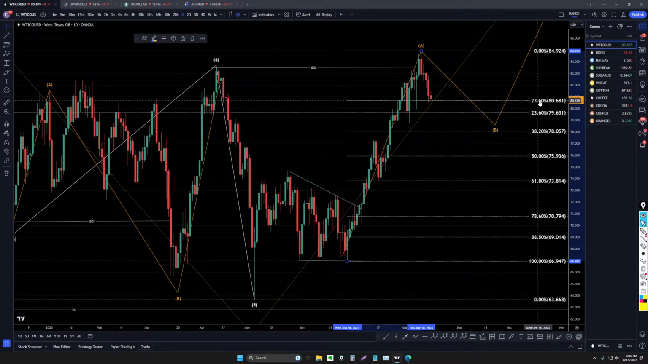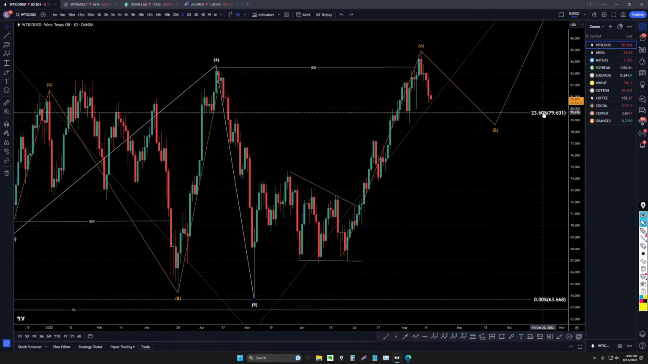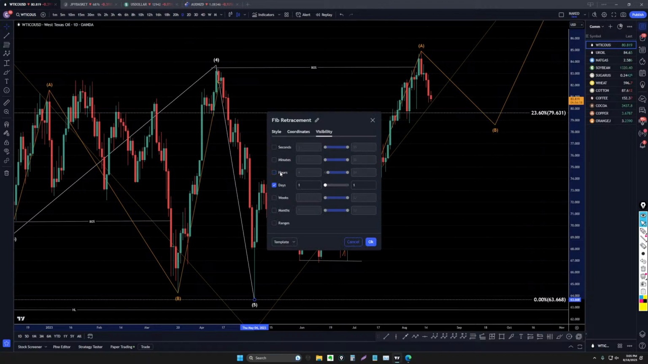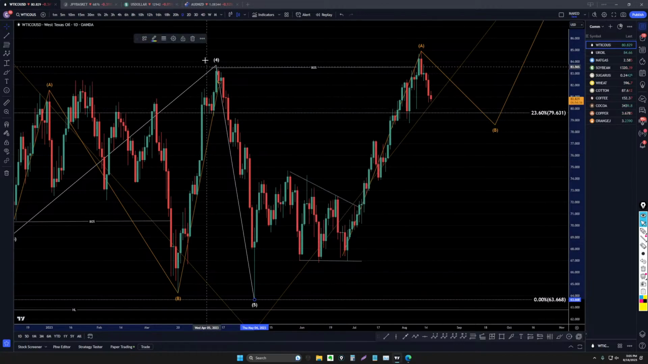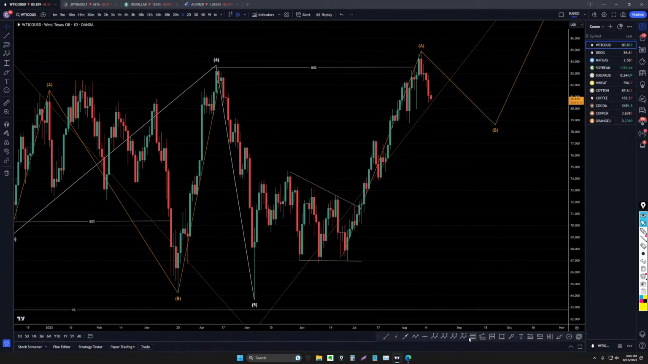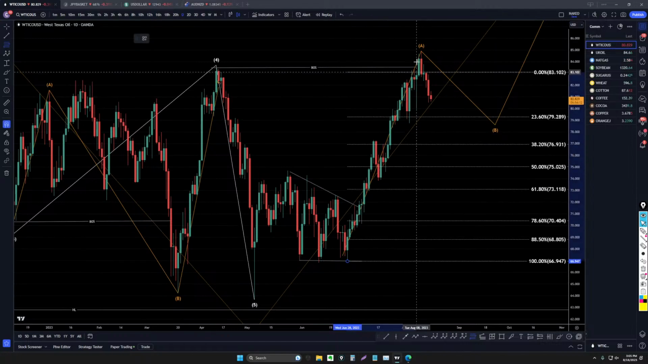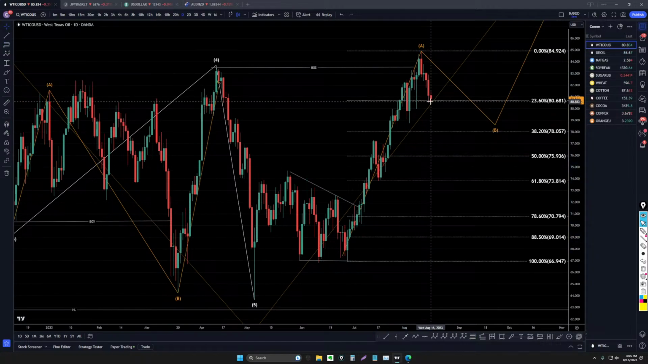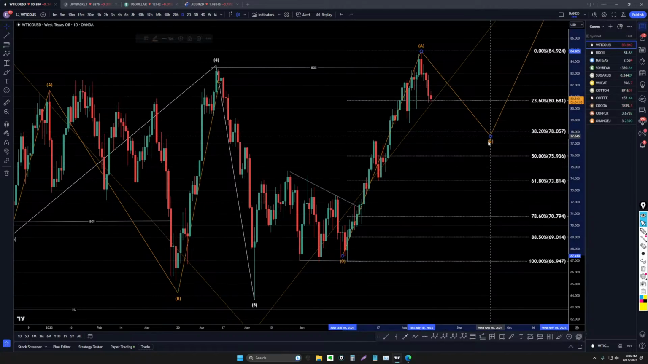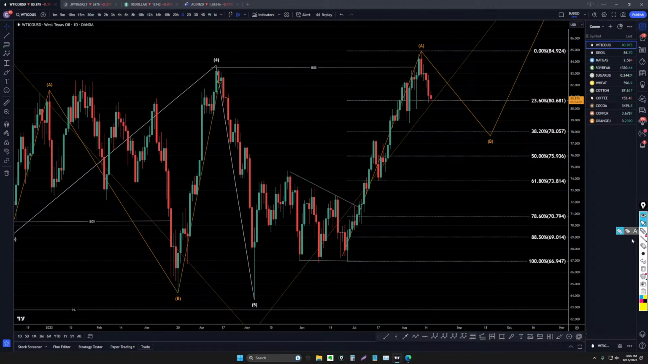So, what do I got going on here? I don't really want that. Let's get rid of that for now, and let's put a Fibonacci from here to here. Most likely we're in a wave B right now. I think it's very clear actually we're in a wave B.